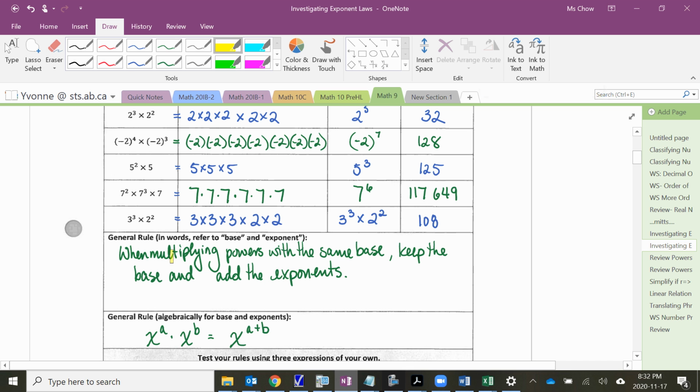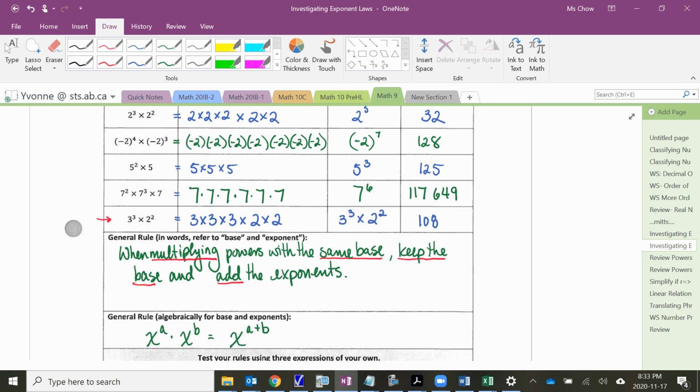So we want to make sure that we've got, when multiplying powers, they have to have the same base. If you notice in this last example that I gave to you, we didn't have the same base, so when we expanded it all out, it wasn't something that we can combine as a single base. So when multiplying powers that have the same base, we're going to keep the base and we're going to add the exponents. So those would be the key pieces that you would need in your general rule.